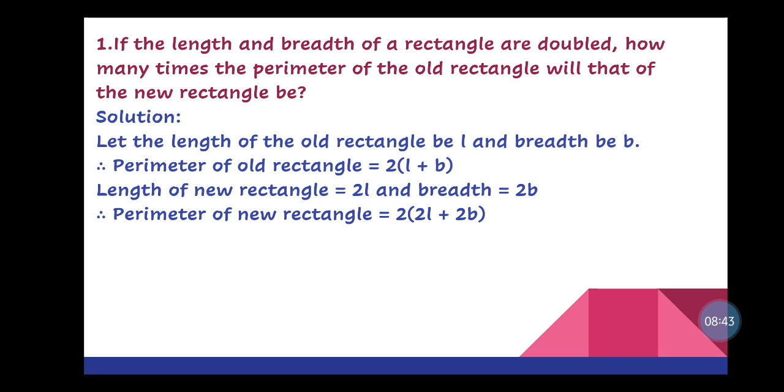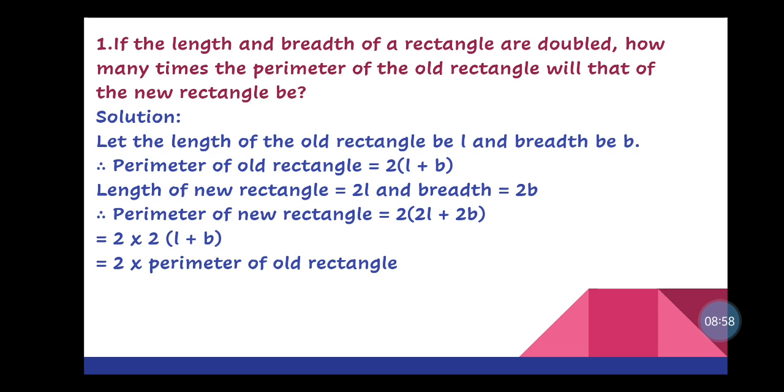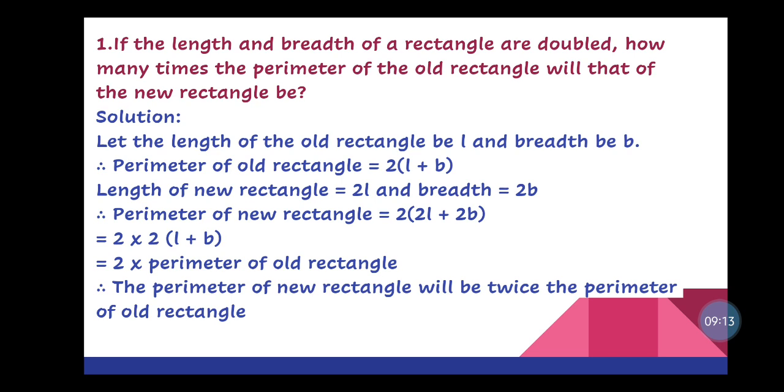The new rectangle's length will be 2L and obviously the breadth will also become 2B. So the perimeter of the new rectangle will be 2 multiplied by (2L plus 2B), that is equal to 2 into 2 (L plus B). So 2 times the perimeter of the old rectangle. We are not doing anything, we are just doubling the perimeter of the old rectangle. So the perimeter of the new rectangle will be twice the perimeter of the old rectangle.